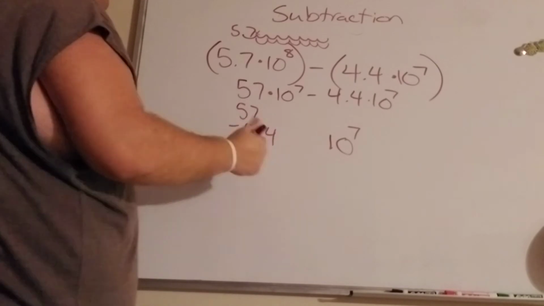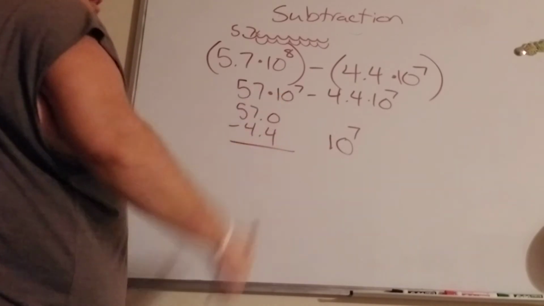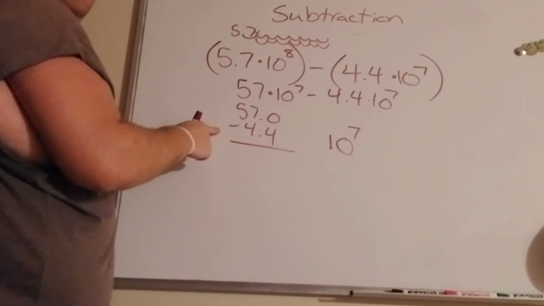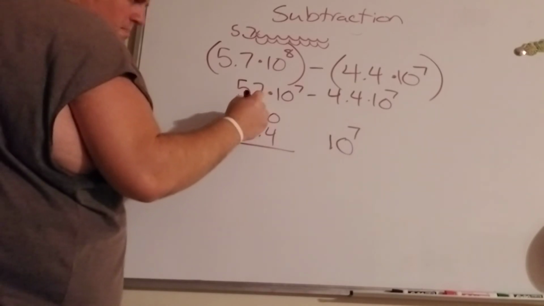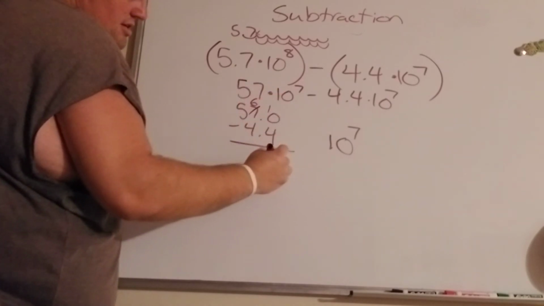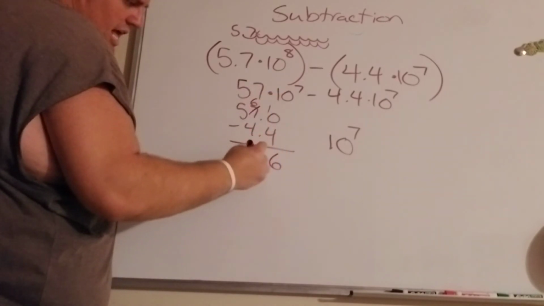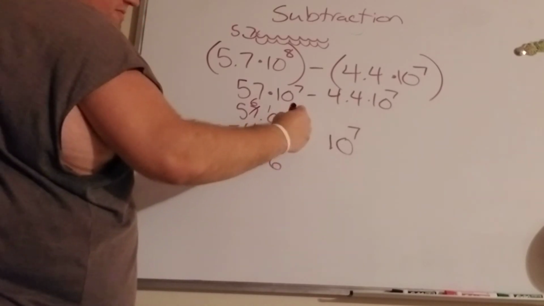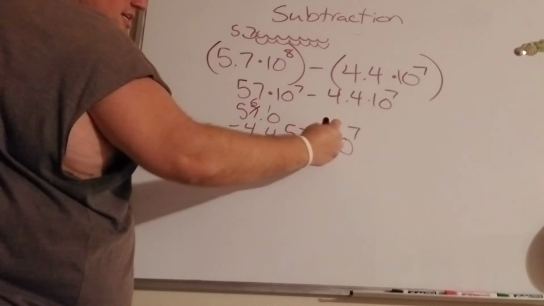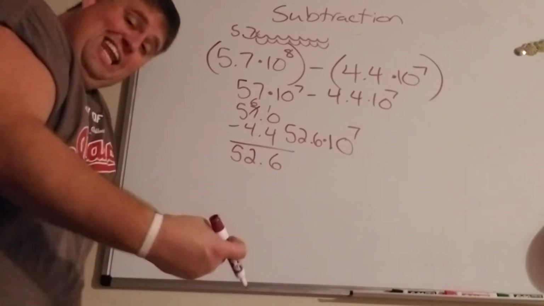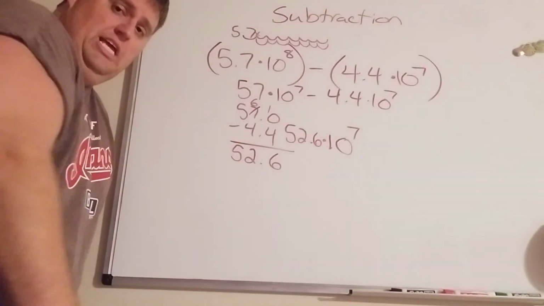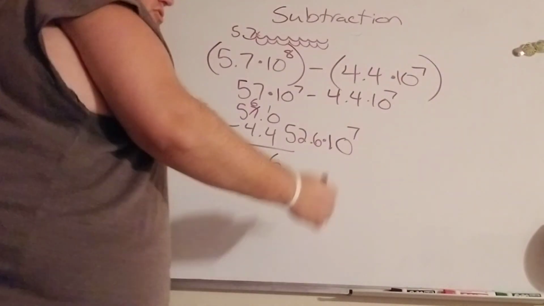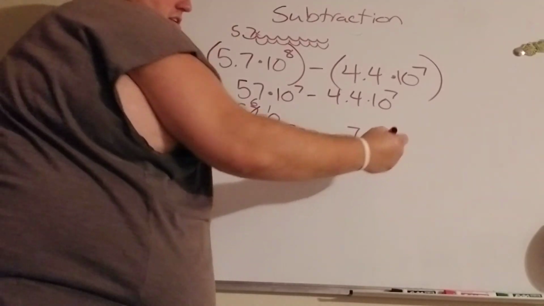Notice we still have to match it up at the decimal. And this is going to be old school subtraction where I'm going to borrow. I'm sure you guys all love doing that, right? So it'd be 52.6 times 10 to the 7th. And then again at the end, not pretty. Didn't work out for me. So I got to put it back in scientific notation.